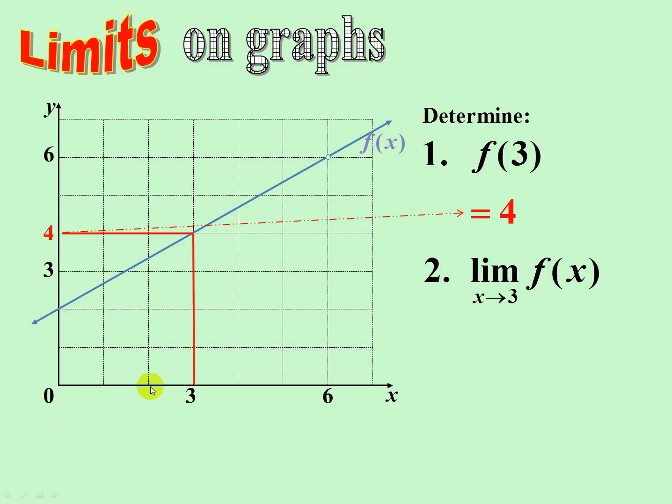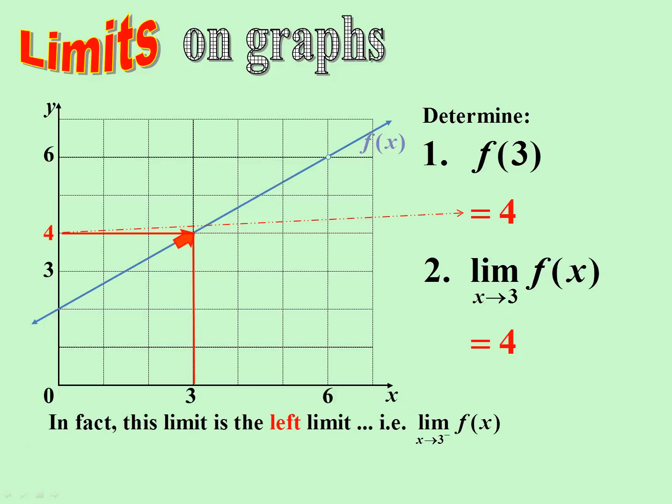The limit of f of x as x tends to 3. So now x is going towards 3 from the left or x is going towards 3 from the right. As it's going towards 3 there, then the point is going along the graph towards 3 and the y value is going towards there. Here we are. As x approaches 3, y is approaching 4. There we are, the limit is 4.